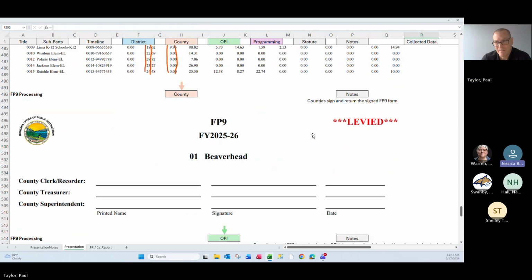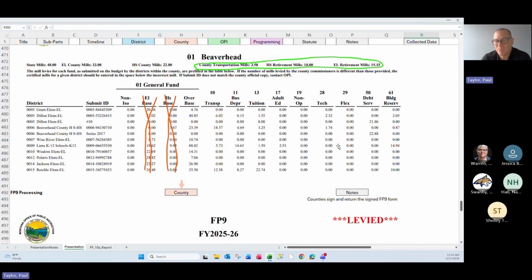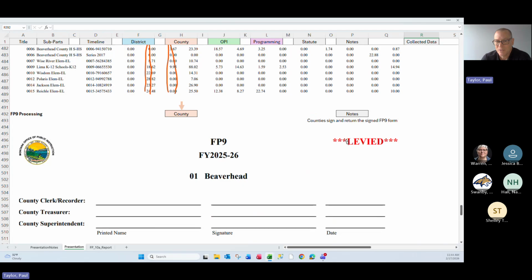Jessica, you can straighten me out if I'm misspeaking, but I think I'm pretty right on this. You are. So, yeah, so be super careful that what's being printed on property tax bills is from the signed form. So let's just go on.